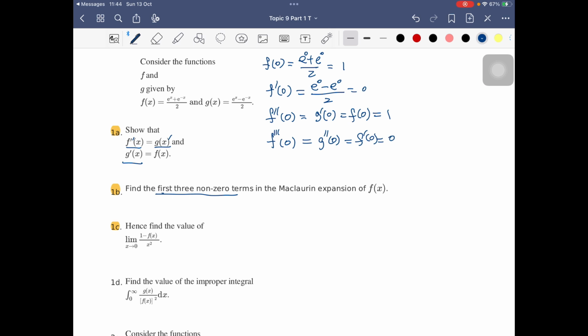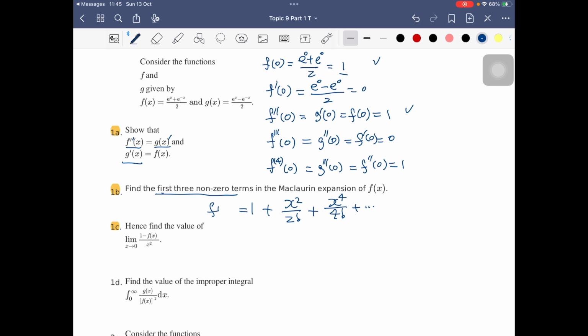Because we need to find 3 non-zero terms and so far we have 2 non-zero terms, we need to go further. The next derivative, g triple prime of 0, is f double prime of 0, which is 1. So the first 3 non-zero terms will be the constant 1 plus x squared over 2 factorial plus x to the power of 4 over 4 factorial, plus further terms of f of x.